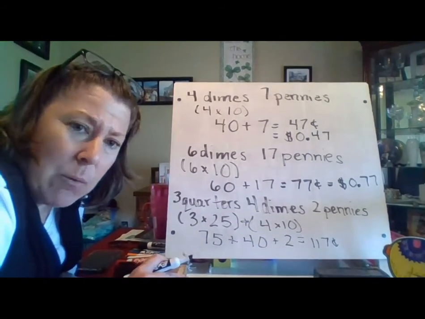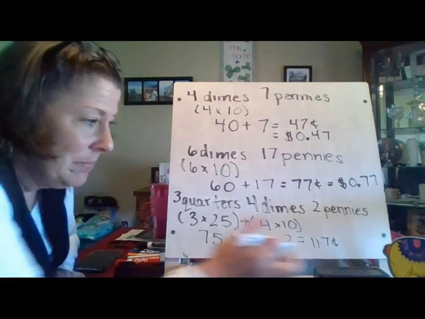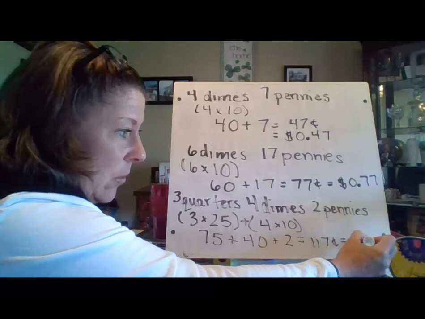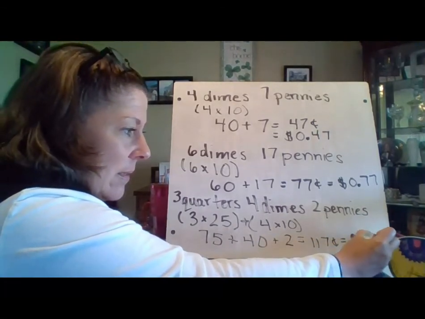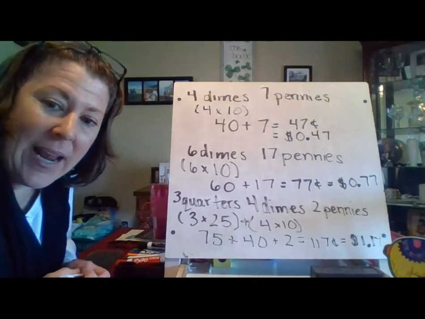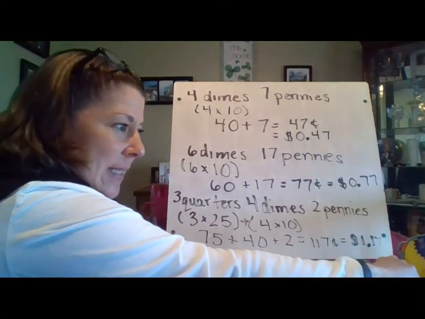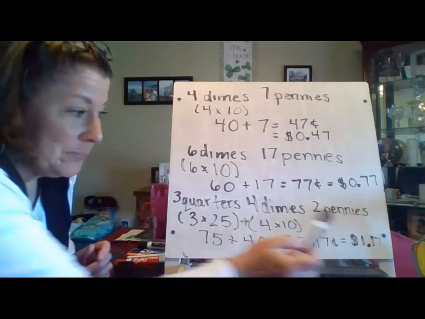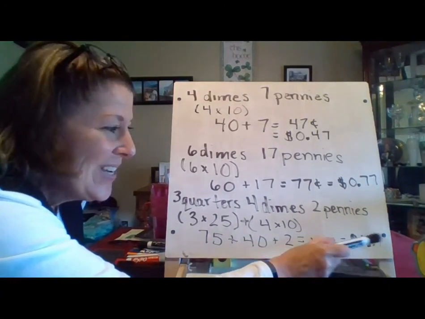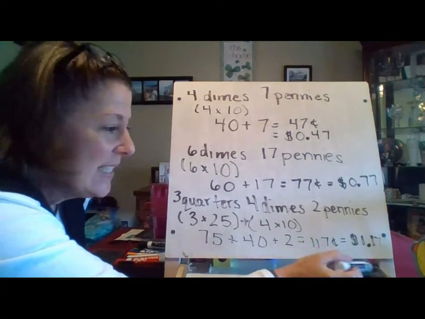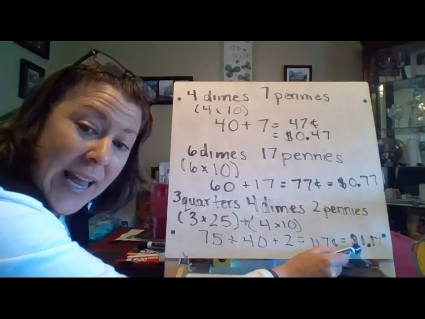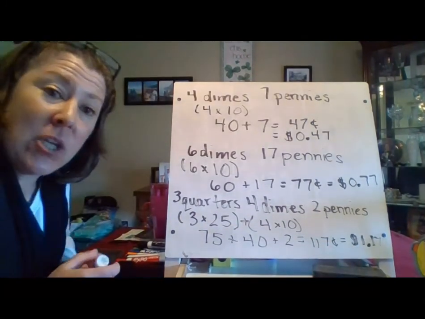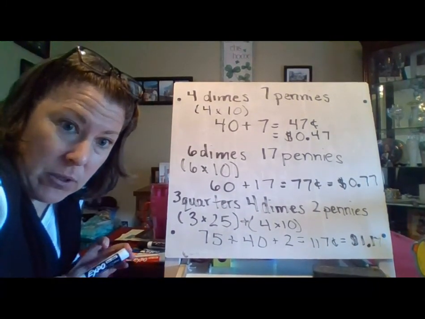Well, that means I know that 100 cents is $1. So I have $1. Oh, goodness. Let me get the llama butt out of the way. I know that 117 cents is $1.17.